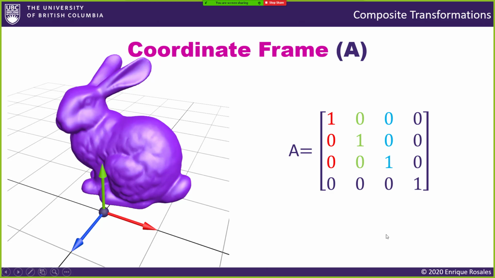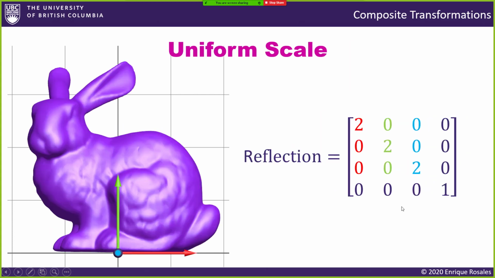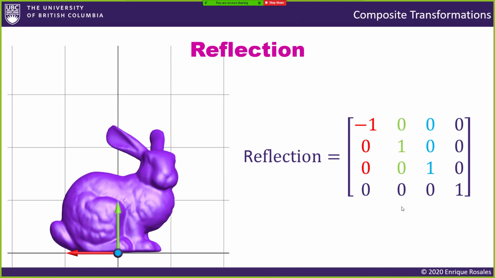Good. And again, similar to two lectures ago, only for visualization purposes I'm showing the image in 2D, but we are still in 3D space. And this blue dot here basically represents this basis vector, the k basis vector if it's i, j, k, or x, y, z in that case. In this case, it's z. Good. So again, this is just a quick recap of the same transformations now in this affine version.